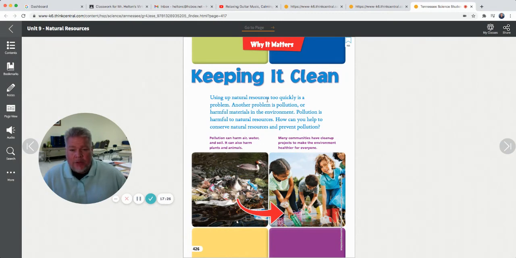Using up natural resources too quickly is a problem. Another problem is pollution, or harmful materials in the environment. Pollution is harmful to natural resources. How can you help to conserve natural resources and prevent pollution? Pollution can harm air, water, and soil. It can also harm plants and animals. Many communities have cleanup projects to make the environment healthier for everyone.